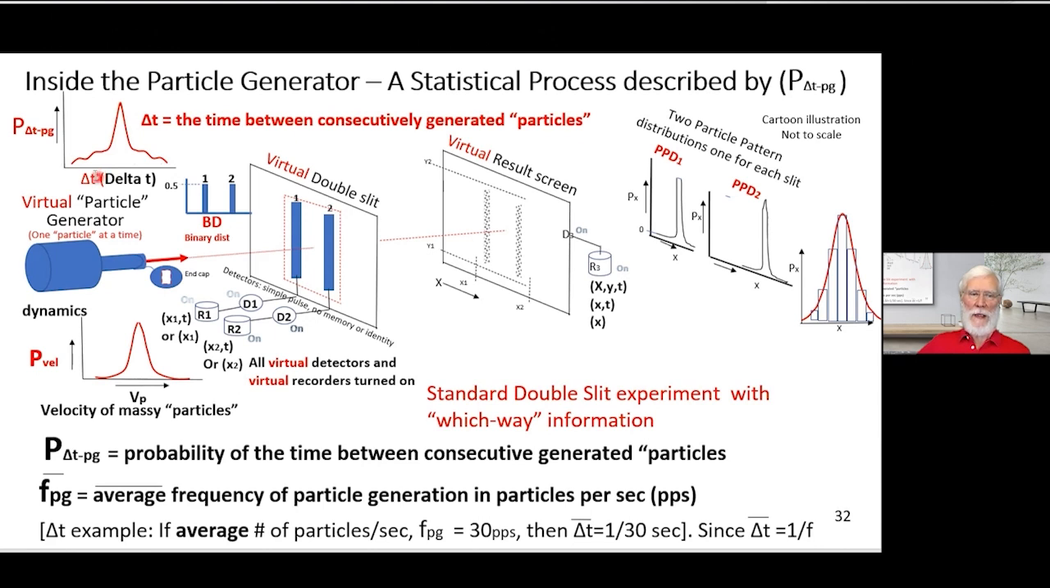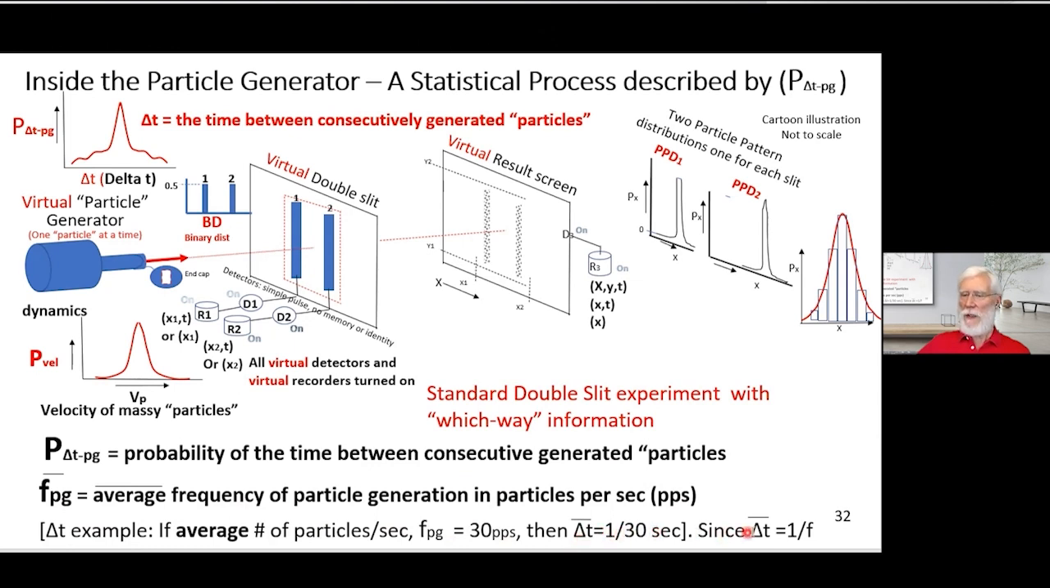So if that's the case, then we have two things we have to keep track of here. One is the probability of time between consecutive generated particles. The second is this frequency, which is an average frequency of particle generation in particles per second. Here's an example. If the average number of particles per second is 30 particles per second, PPS, then the delta t is 1/30th of a second.